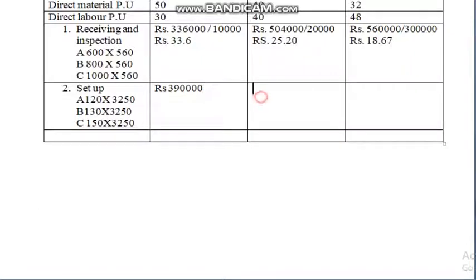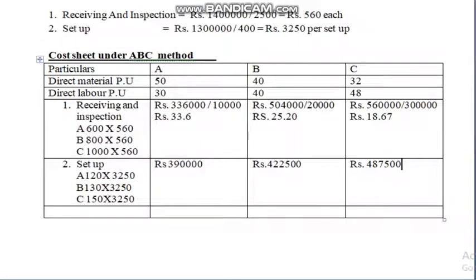3,90,000, and for product B rupees 4,22,500, and for product C rupees 4,87,500. So here direct material, direct labor and receiving inspection cost are expressed in terms of cost per unit, but here setup cost you have calculated in terms of total cost. So in order to bring uniformity, convert this total cost into cost per unit.